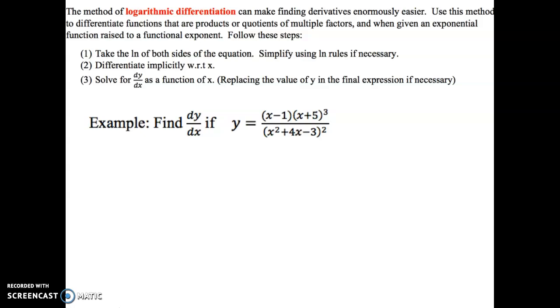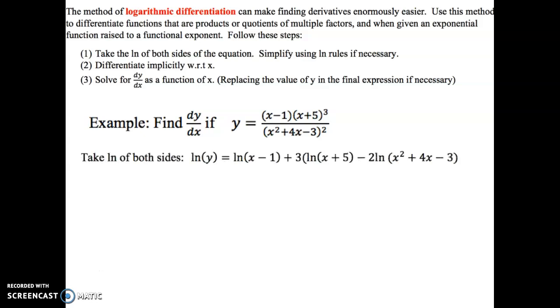So the first thing that I would do is take the natural log of both sides. Now, when I take the natural log of the left side, it's simply the natural log of y. But when I take the natural log of this side, we're going to use all of our different properties from pre-calculus for the natural log of a quotient and a product, and then also using this idea of exponents.